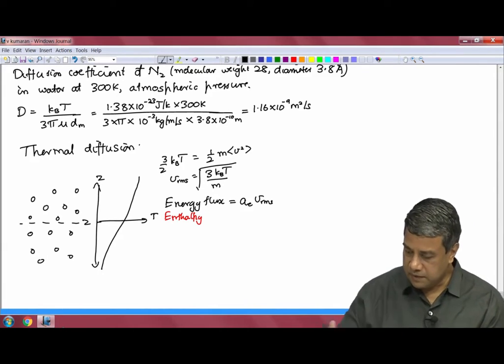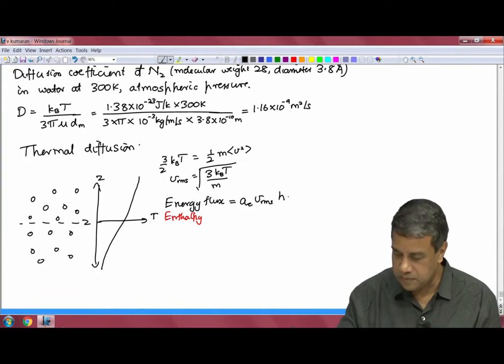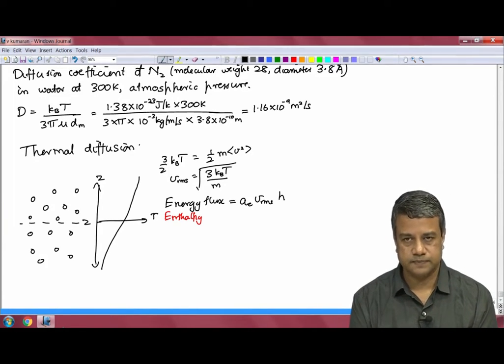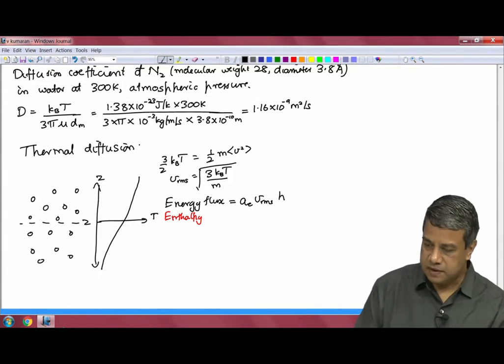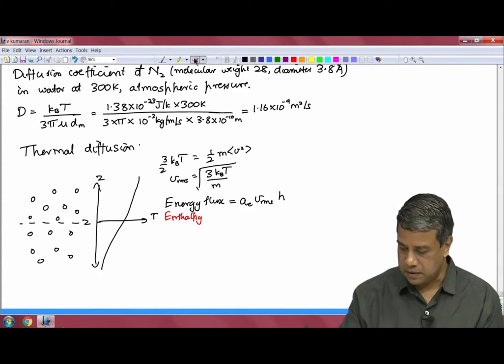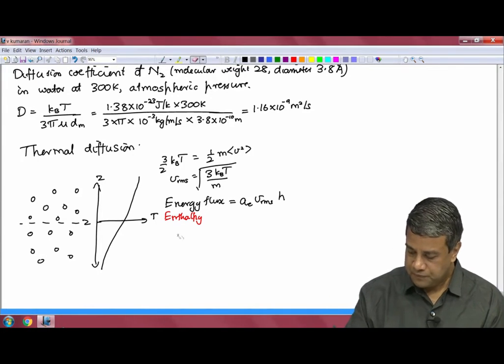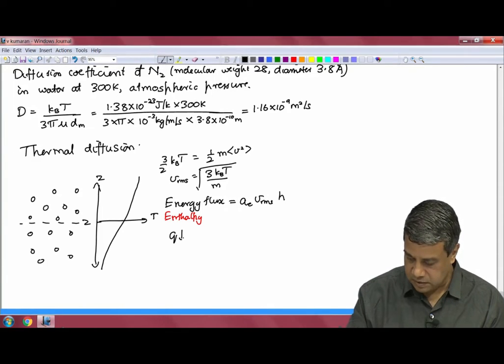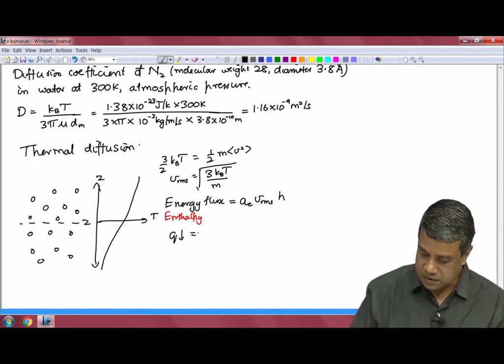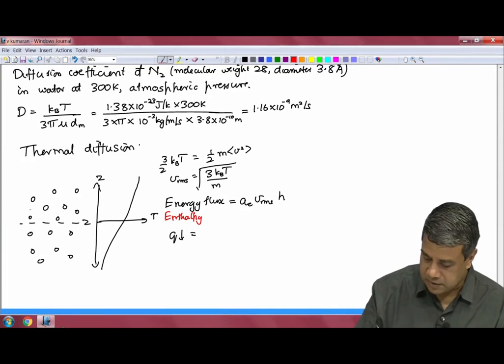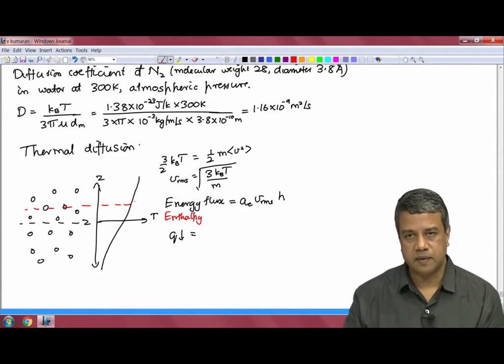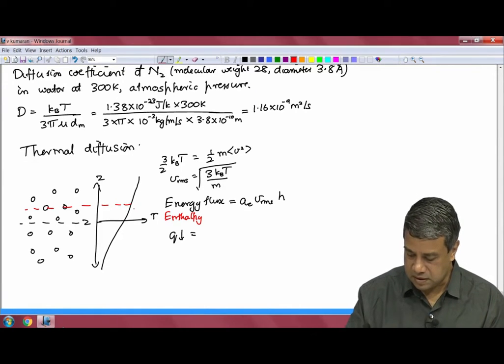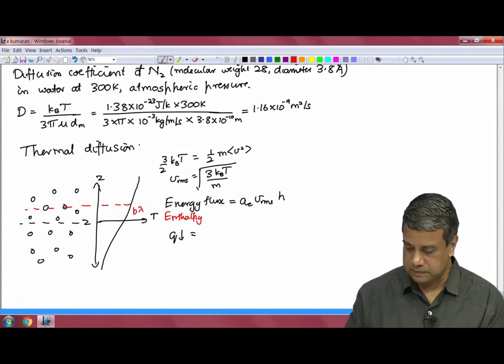And the enthalpy flux is going to be equal to the enthalpy per molecule, which is h. So, therefore, the product of these two is the total flux across the surface. The heat flux for molecules that are moving downwards across the surface is because of molecules which originate at a distance of the order of a mean free path above the surface, at a distance that is approximately b times lambda.